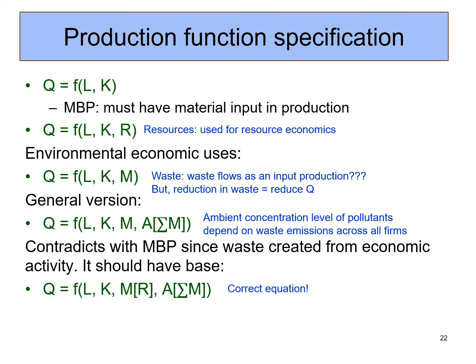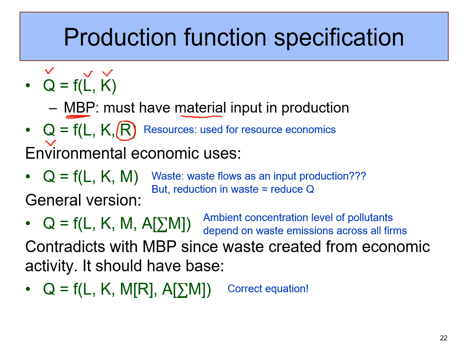Production function specification. Many of you are familiar with the first equation: output is a function of labor and capital. Definitely you have to use labor and capital to produce your output. However, according to the materials balance principle, you cannot create something out of nothing. Labor needs to have an input to produce the output. Therefore, you must have materials input in your production. Because of this, we derive the second equation: output is a function of labor, capital, and resources.